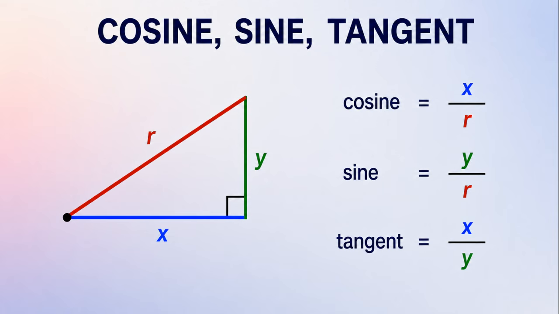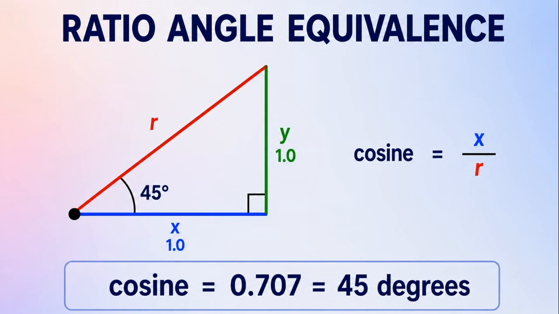The ratio between the x-coordinate and the radius is called the cosine. The ratio between the y-coordinate and the radius is called the sine. The ratio between the y-coordinate and the x-coordinate is called the tangent. For every fixed ratio, there is an equivalent angle. Rotation is the continuous change of angle, which these ratios follow.